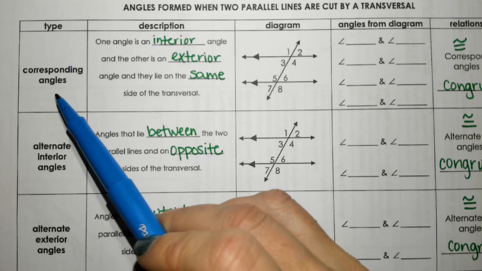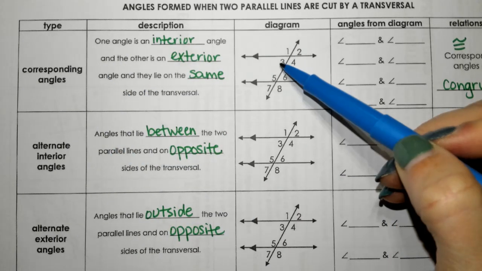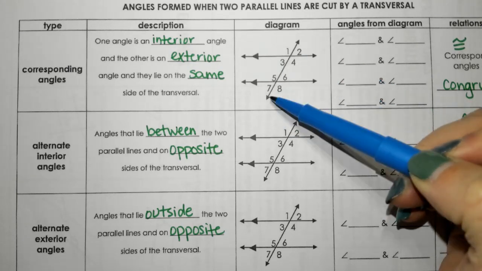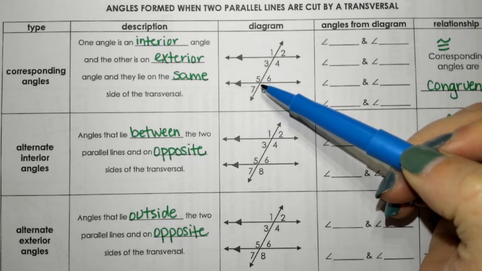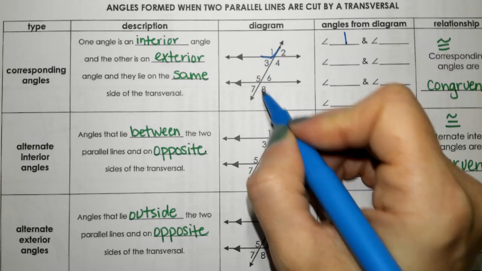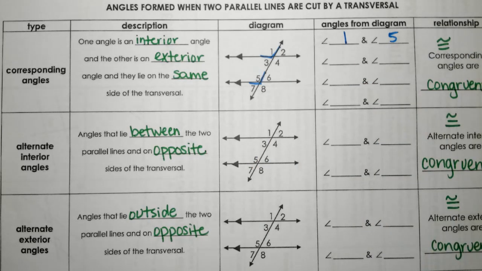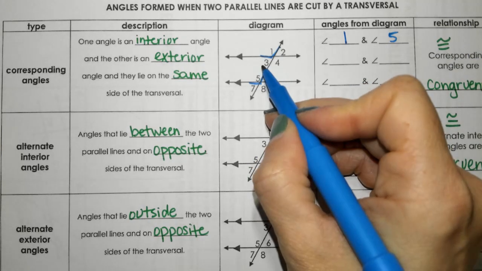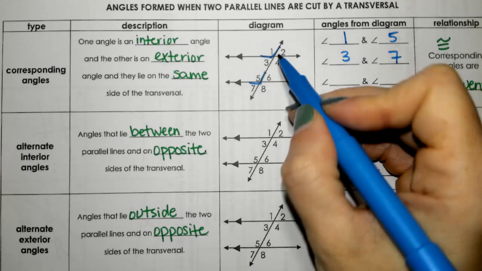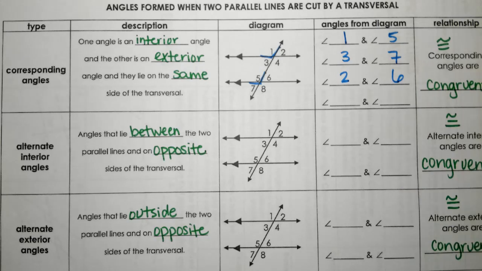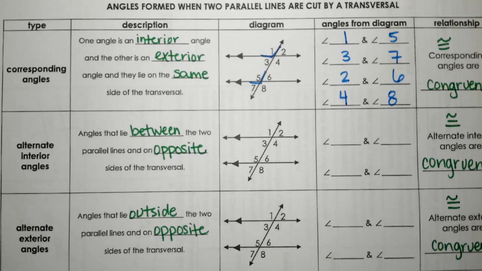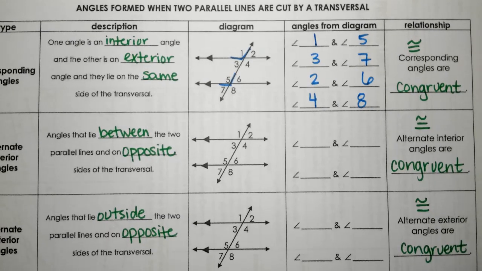Corresponding angles. Remember, one angle is on the interior, the other is on the exterior, and they are on the same side of the transversal. So if we need to name all of the corresponding angles here, angle 1 and angle 5, angle 3 and angle 7, angle 2 and 6, and angle 4 and 8. I'll give you a second if you're copying that down.